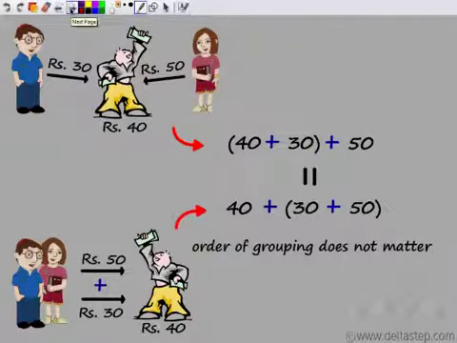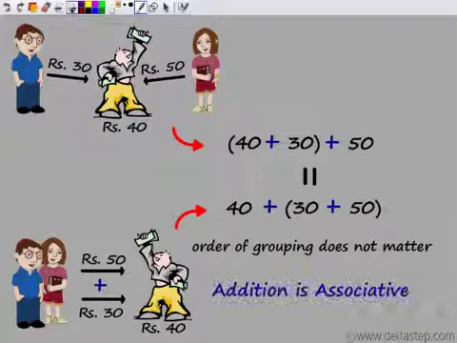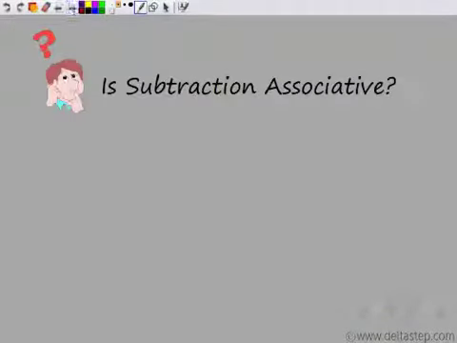Order in which you group them or order in which you associate them does not matter. And hence I can say that addition is associative. Either you group the first two, either you associate the first two or the last two. The order in which you take the numbers does not matter, and hence addition is associative. Now, would subtraction be associative? Let us see.